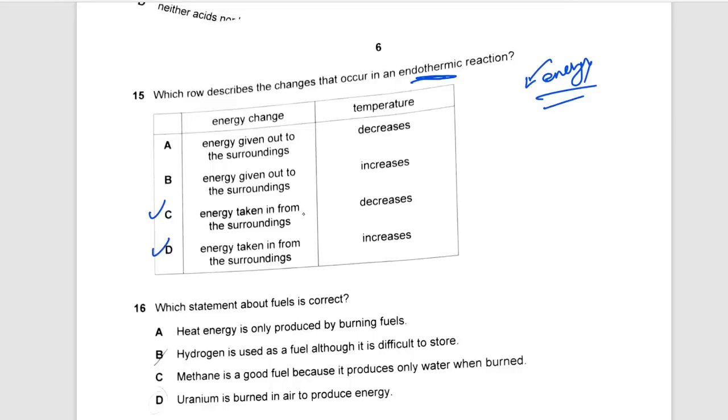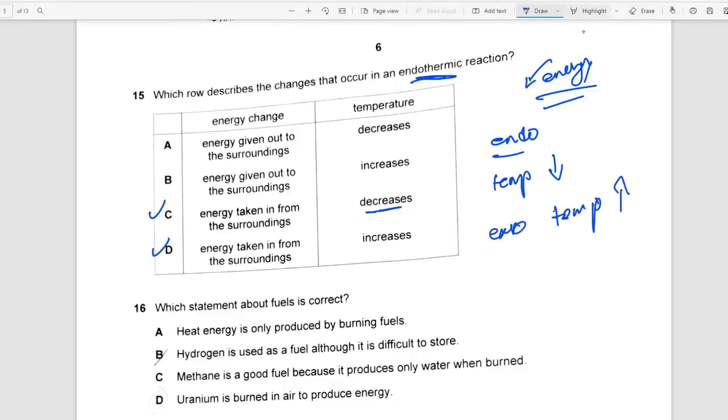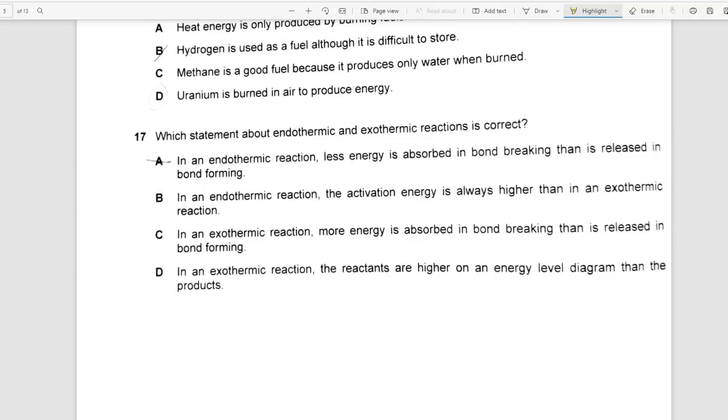And then next up is the temperature will always decrease in endothermic. So in any endothermic, the temperature will decrease. For exothermic, the temperature will increase. For endothermic, it will decrease. So the answer for this question is actually this. So this is the answer. We move on to the next question.